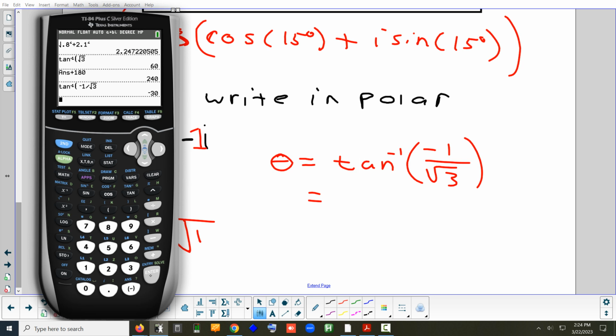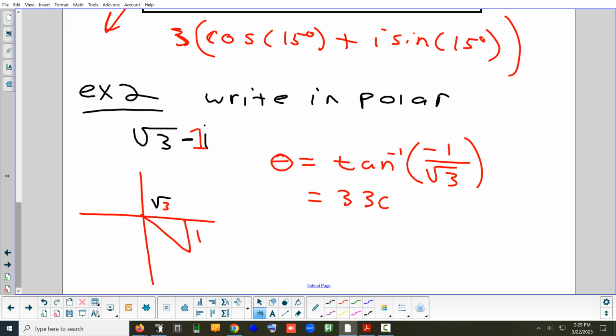Okay, I got -30. If the problem doesn't say you can't have a negative answer, then leave the negative answer. But if they said write it positive, what can you add to -30 to make it positive? You can add 360, which would come out to 330. Okay, so there's your angle. That's what's going to go in the 2 spots where the angle is.